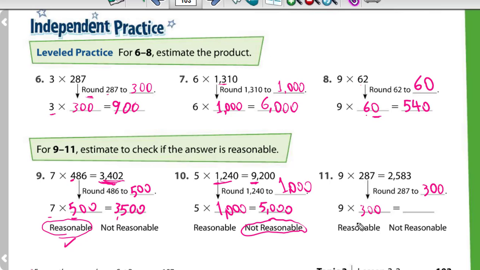Now, 9 times 3 is 27. 2 zeros, not 3 zeros. So it's 2,700. Now, is this answer reasonable or not? It is not. I mean, it is. Yes, it is reasonable, because it's close to 2,700.